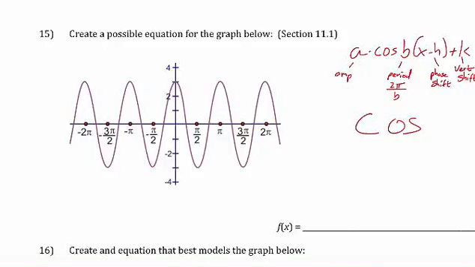Now in this case, it doesn't look like we have any phase shifts or vertical shifts, which is nice. So we're just going to change our amplitude. Well, I just said it tripled, so our amplitude is now 3.